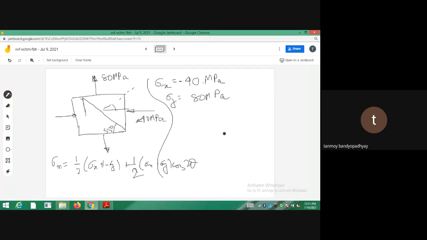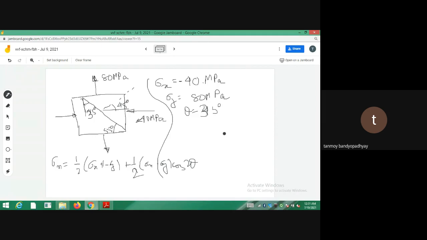This is 45 degree. Right? So theta will be equal to 35, so this will be 35 degree. So theta is 35 degree.